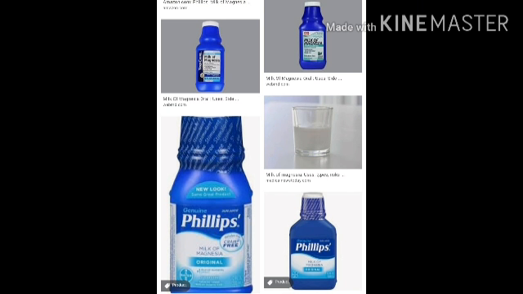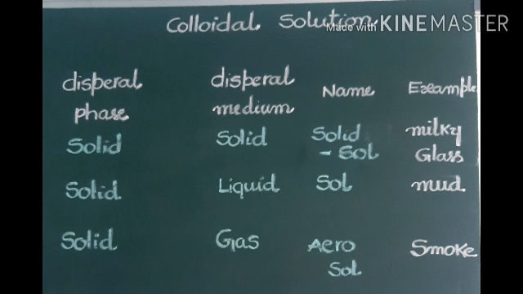And third one, dispersed phase is solid and dispersion medium is gas, and type of colloidal substance is aerosol, and the best example is smoke. So these visuals are indicated. Best example of colloidal particles, that is sol.